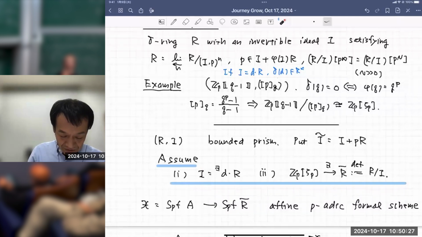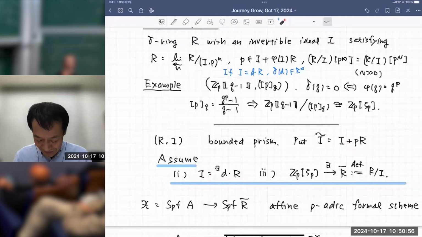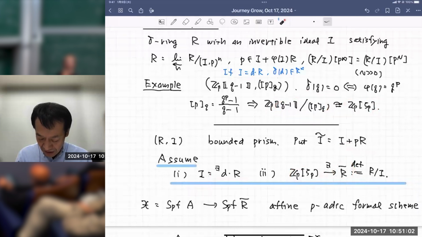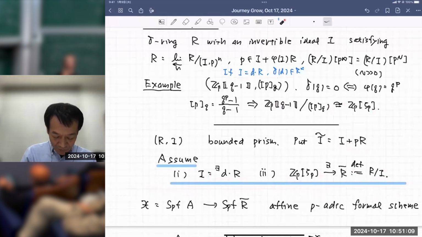Okay, so as a base of a prismatic site, we take a bounded prism. I also use this notation I tilde, which is the ideal generated by I and p^r, which appears here. And I assume that I is principal as before. I also assume that we have a map from this quotient to R bar, where R bar is defined by R mod I. Throughout the rest of this talk, I always assume these two conditions.